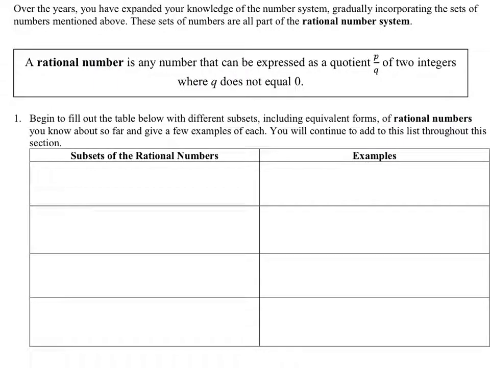Over the years, you have expanded your knowledge of the number system gradually, incorporating the sets of numbers mentioned above. These sets of numbers are all part of the rational number system. A rational number is any number that can be expressed as a fraction p over q, where q, the denominator, is not 0. That's correct. Okay, so begin to fill out the table below with different subsets, including equivalent forms of rational numbers you know about so far, and give a few examples of each. You'll continue to add to this list throughout the section.